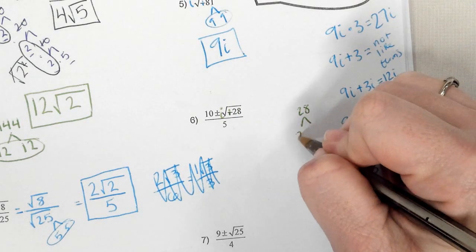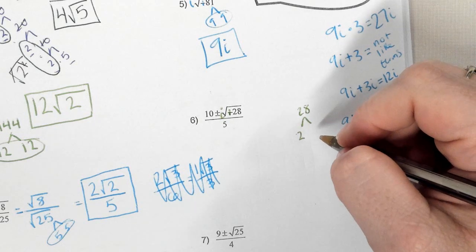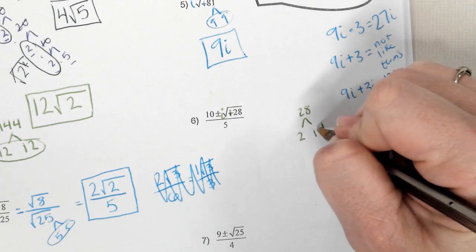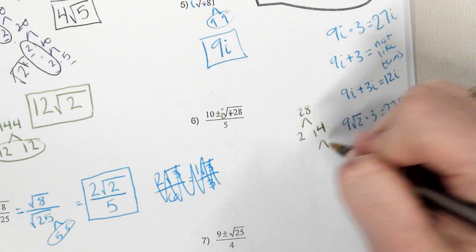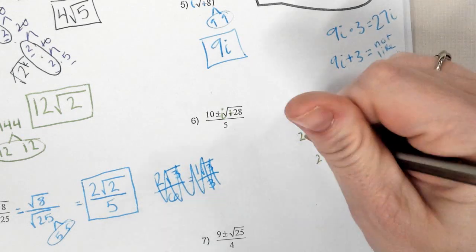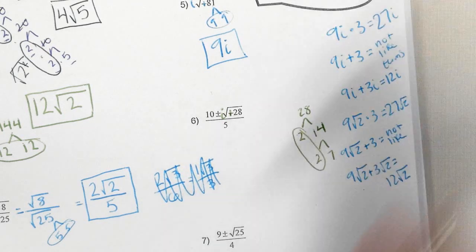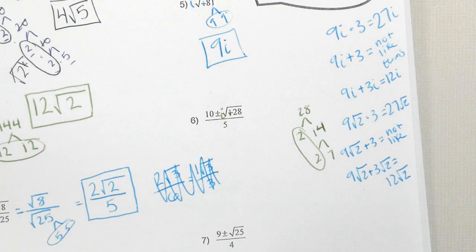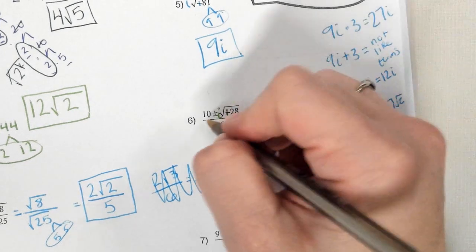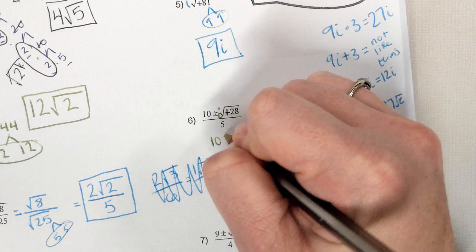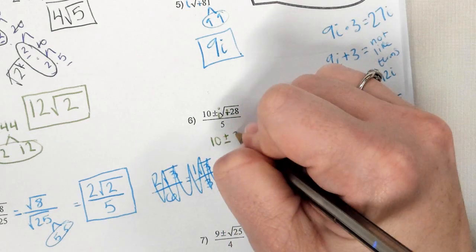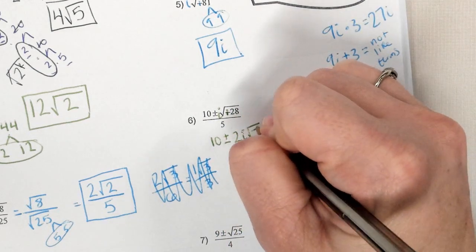So we have 28. What goes into 28? 28 is 7 times 4. Always start with your smallest. 2 and 14. I mean, you could do 7 and 4, but that's how my brain works. 2 and 7. So then my 2's are lined up, and then my leftover is 7. So I'm going to rewrite this as 10 plus or minus 2i root 7.